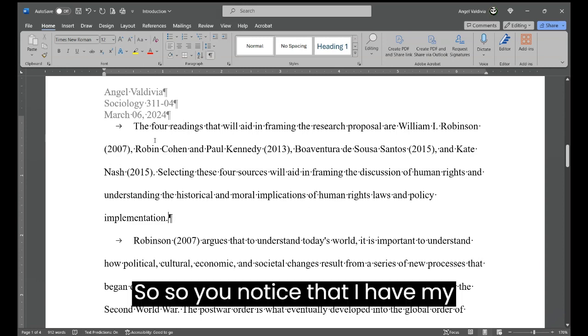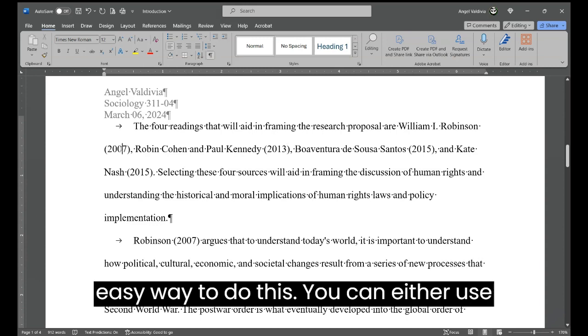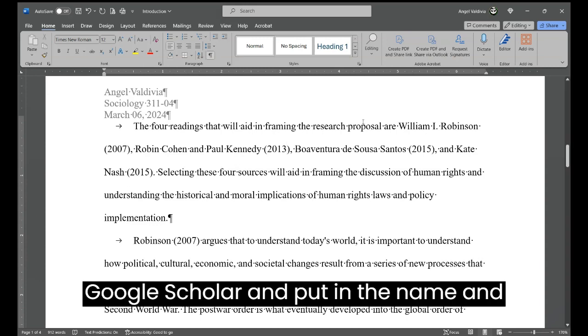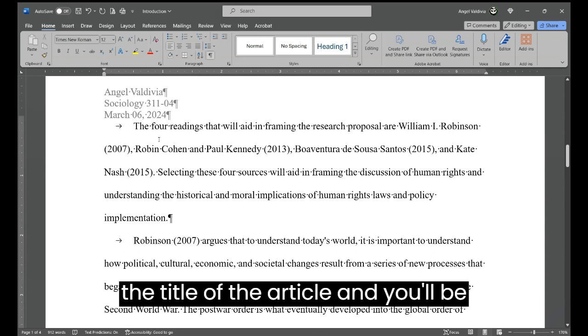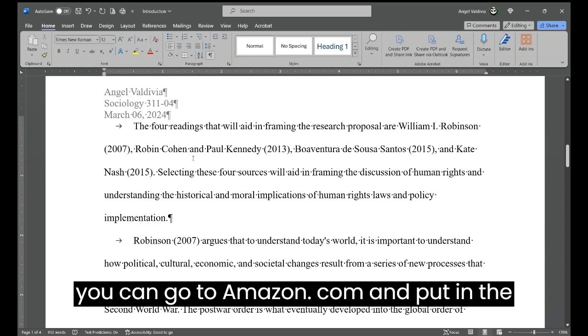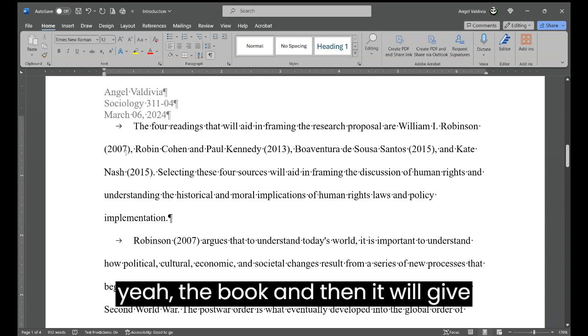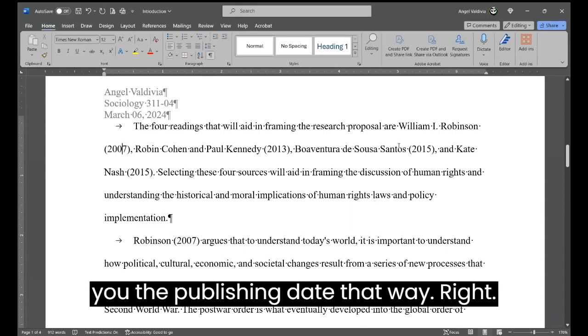So you notice that I have my 4 and I included the year of publication. If you're not sure about the year of publication, there's a really easy way to do this. You could either use Google Scholar and put in the name and the title of the article, and you'll be able to find the publication date. Or you can go to Amazon.com and put in the name and title of the book, and then it will give you the publishing date that way.